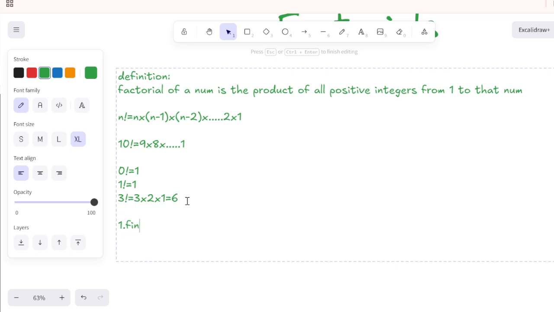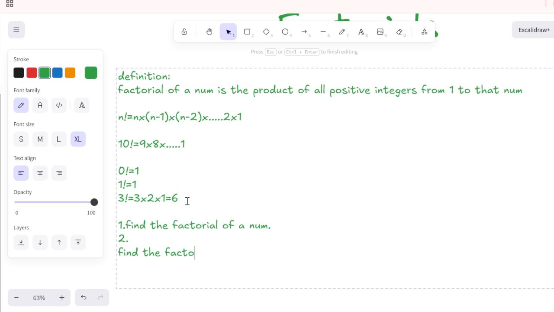First one is, find the factorial of a number. This is the basic question which we know about the factorial. And second question, find the factorial using a loop. This is also a most important question because we don't know how interviews could be done, how they ask the questions. So we need to get prepared for all the aspects of the codes, right? Next one, find the factorial using recursion.